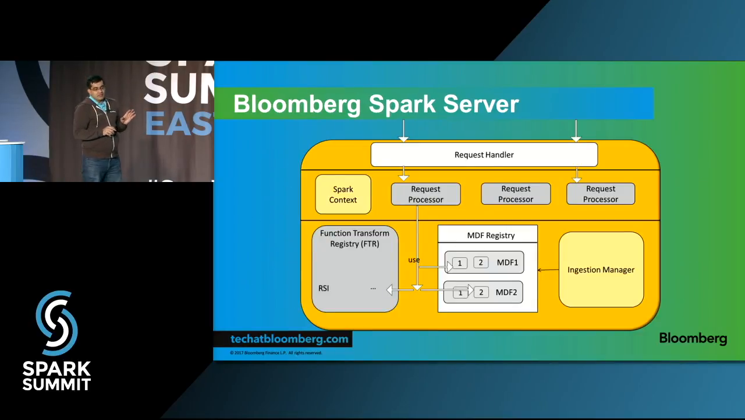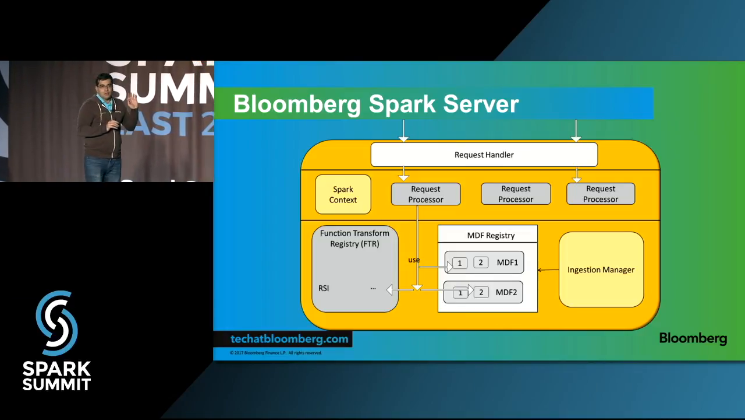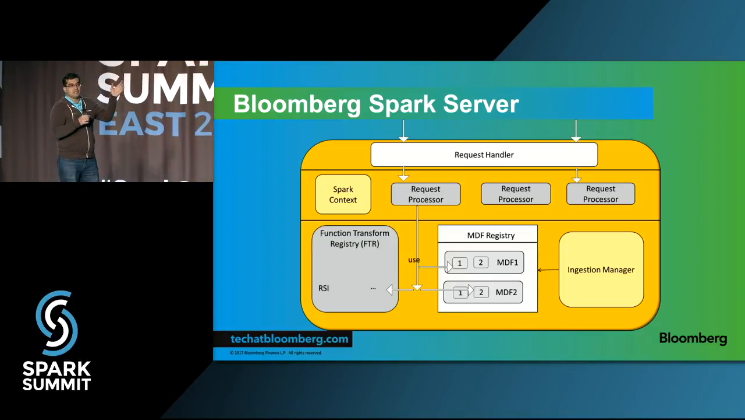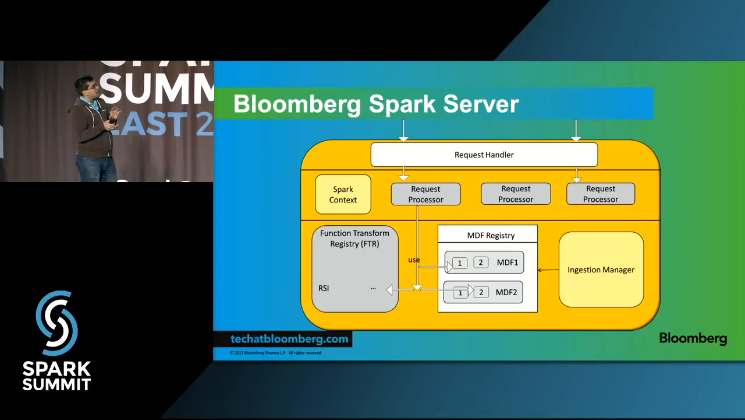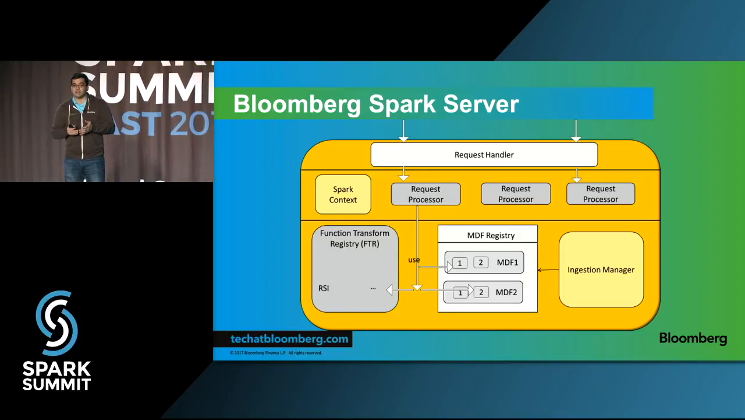So putting all of that together, this is the kind of image you get. You have a request handler which knows all the request processors that are deployed as a part of this Spark server, and it takes in HTTP requests and routes them to the corresponding request processor. Underneath, you have a single Spark context that is holding on to an entire Spark cluster.